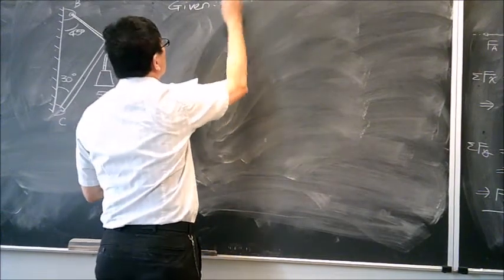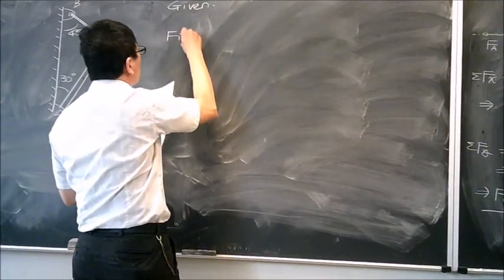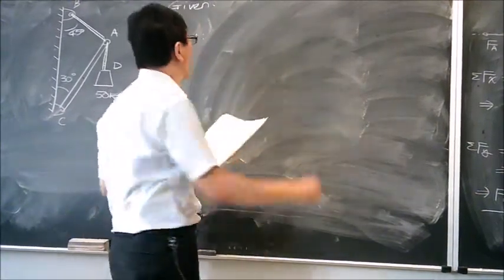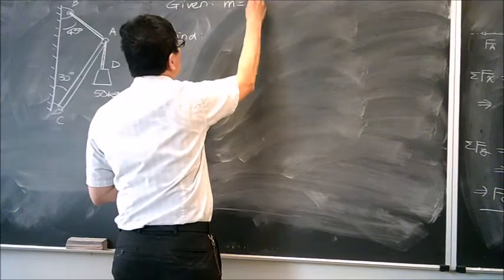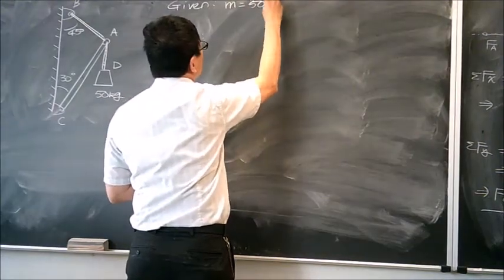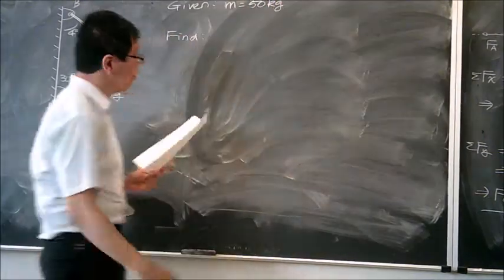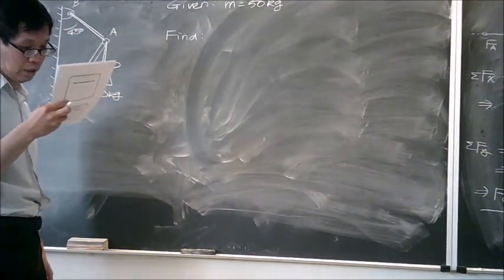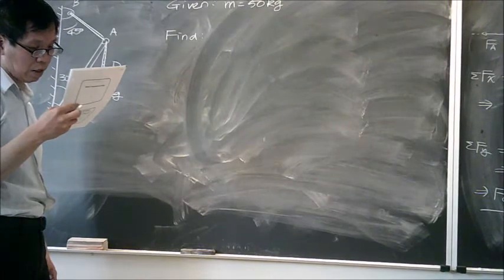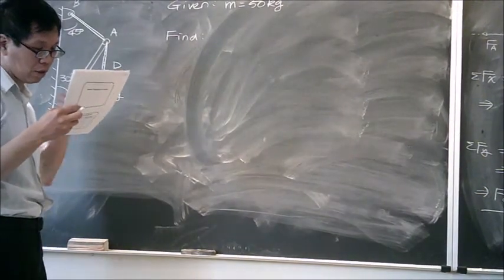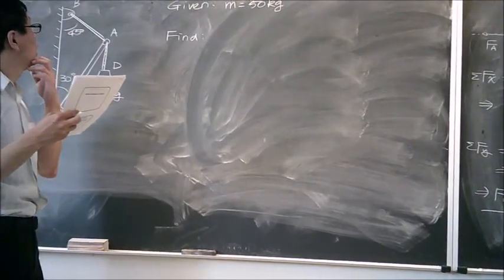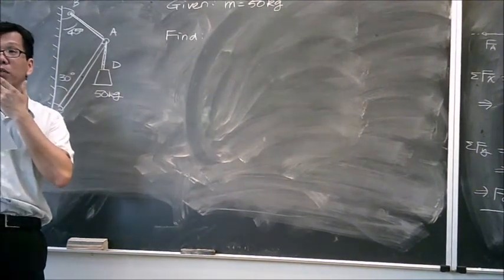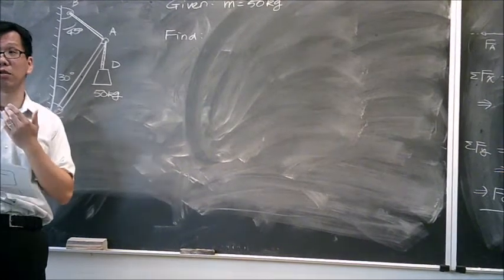So we need to find out what is given and what we're trying to find. We are given that mass equals 50 kilograms. And the two angles of this thing and this thing, they are 45 degrees and 30 degrees. So those are the information that we know. Now, based on the configuration over here, there are several common sense things you need to know.